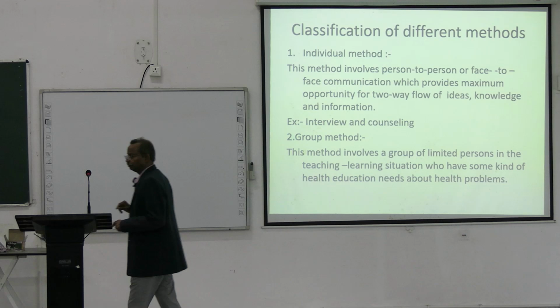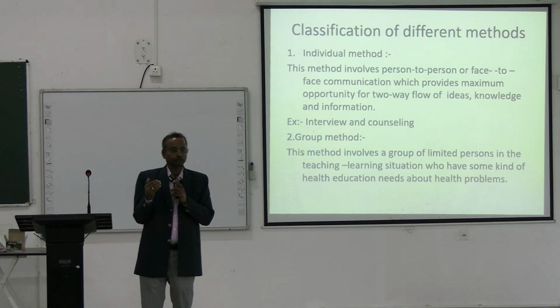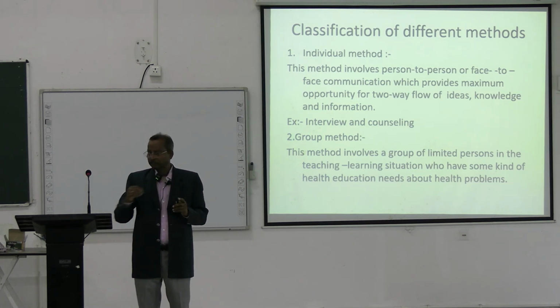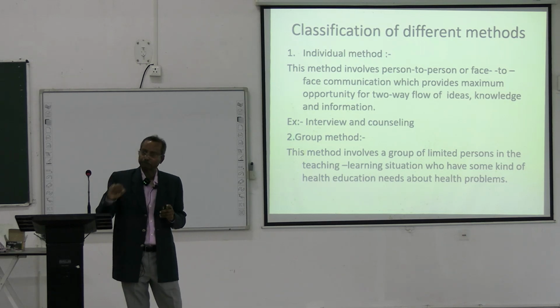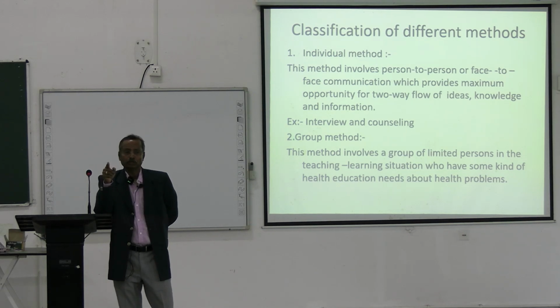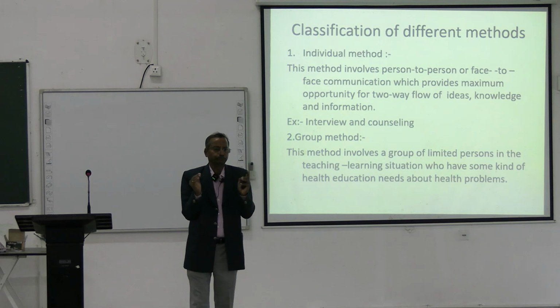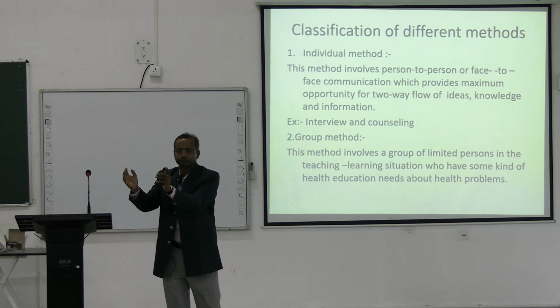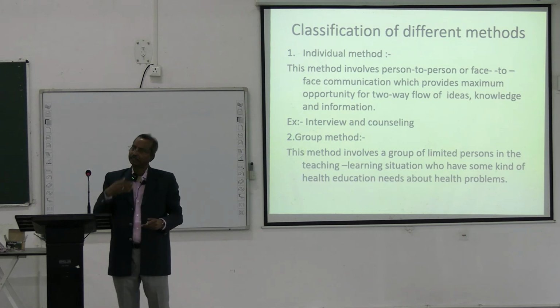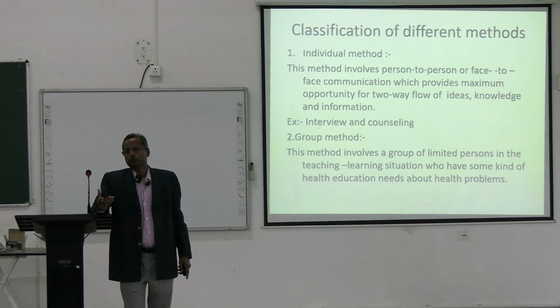Now, we can classify the different methods according to the approach. According to the approach, we can classify methods into three ways. One is individual approach. What is that? Individual approach means when we approach a single individual for changing his or her unhealthy health behavior. When we approach a small group, like left side or right side, to change the unhealthy behavior, that is group approach. And when we approach a large mass, heterogeneous or homogeneous, mainly heterogeneous, to change their health behavior, that is mass approach.